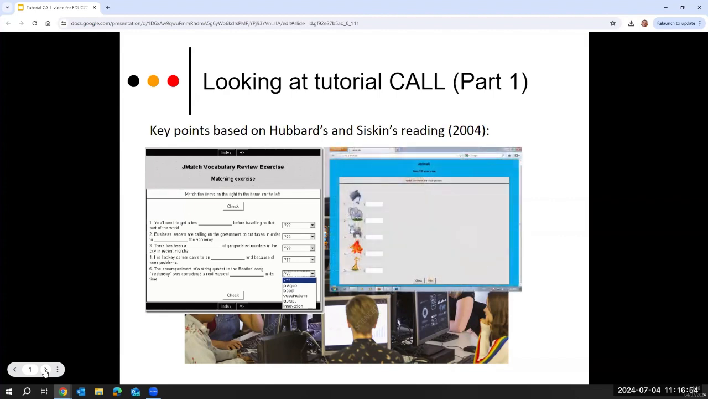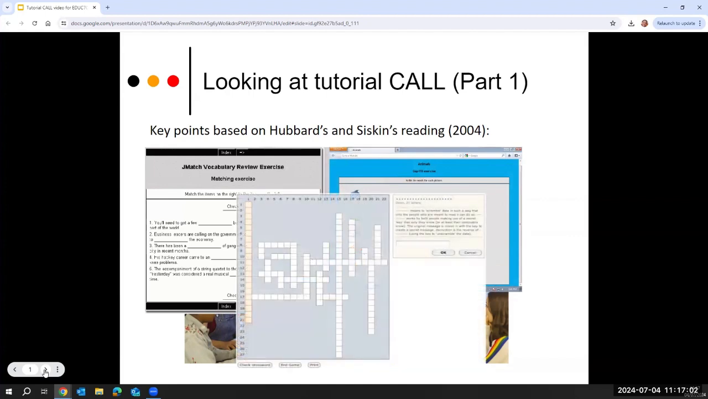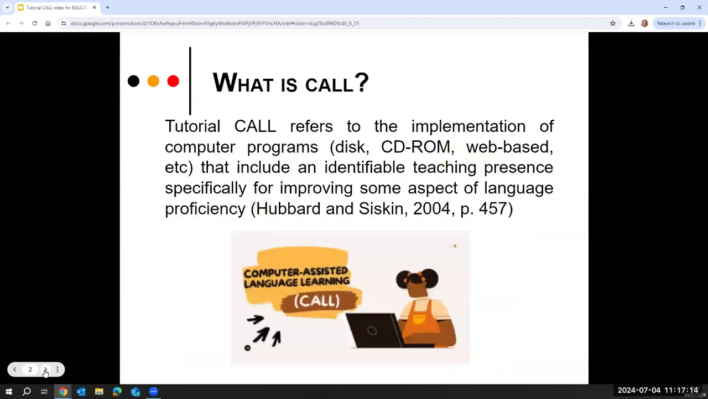Or perhaps you played some type of memory games like this one, or even crossword puzzles. So this kind of technology and tools used to improve language we call tutorial CALL technology. Tutorial CALL then refers to the implementation of computer programs that include an identifiable teaching presence, specifically for improving an aspect or some aspects of language proficiency.